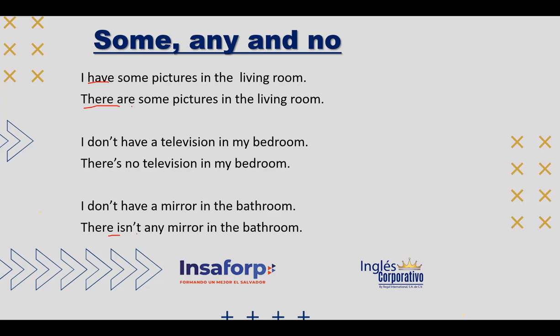Para decir que tiene en la casa, digo, my living room. Acá nos estamos refiriendo solo a este cuarto, ¿verdad? I have some pictures in the living room. Si usted las tiene en otro cuarto, tendría que decir el nombre del cuarto. Por ejemplo, si está en el dormitorio. I have some pictures in the bedroom. I have some pictures in the kitchen. Tengo algunas imágenes. I have some photographs in the living room. Entonces, aquí no es la casa, sino que en este cuarto. Es un cuarto, living room, en la sala.